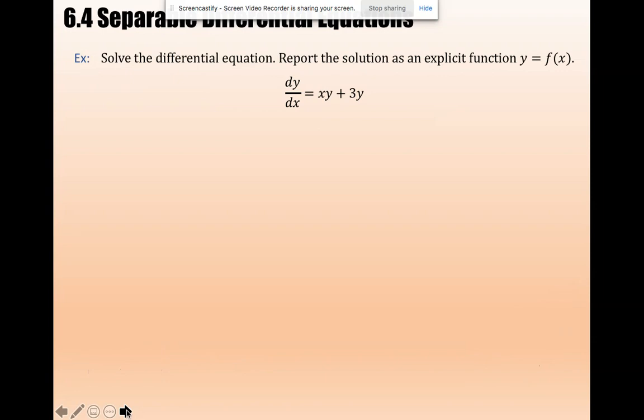All right, last example that we'll do together. So notice again, they told me I have a differential equation, duh, there's a derivative. They do want me to get y by itself when I'm done.